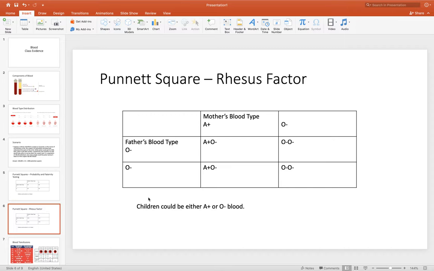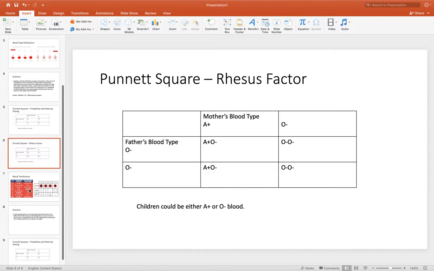Now, how does that work for the rhesus factor? So say, for instance, the mother's blood type is A positive, O negative. Father's blood type is O negative, O negative. So if an individual has a positive, the positive is dominant to the negative, so that if you have A positive, O negative, that just simply means the children will be A positive. If you have two negatives, then obviously that child is going to be O negative.